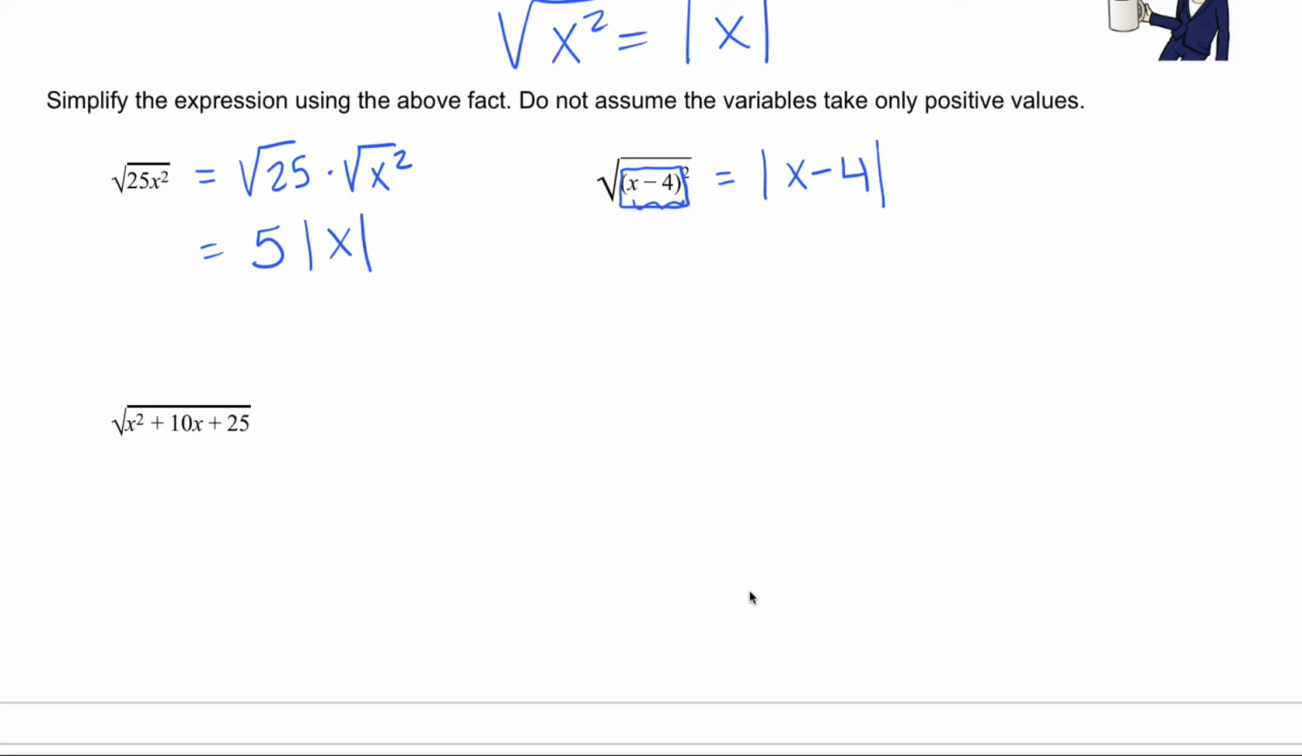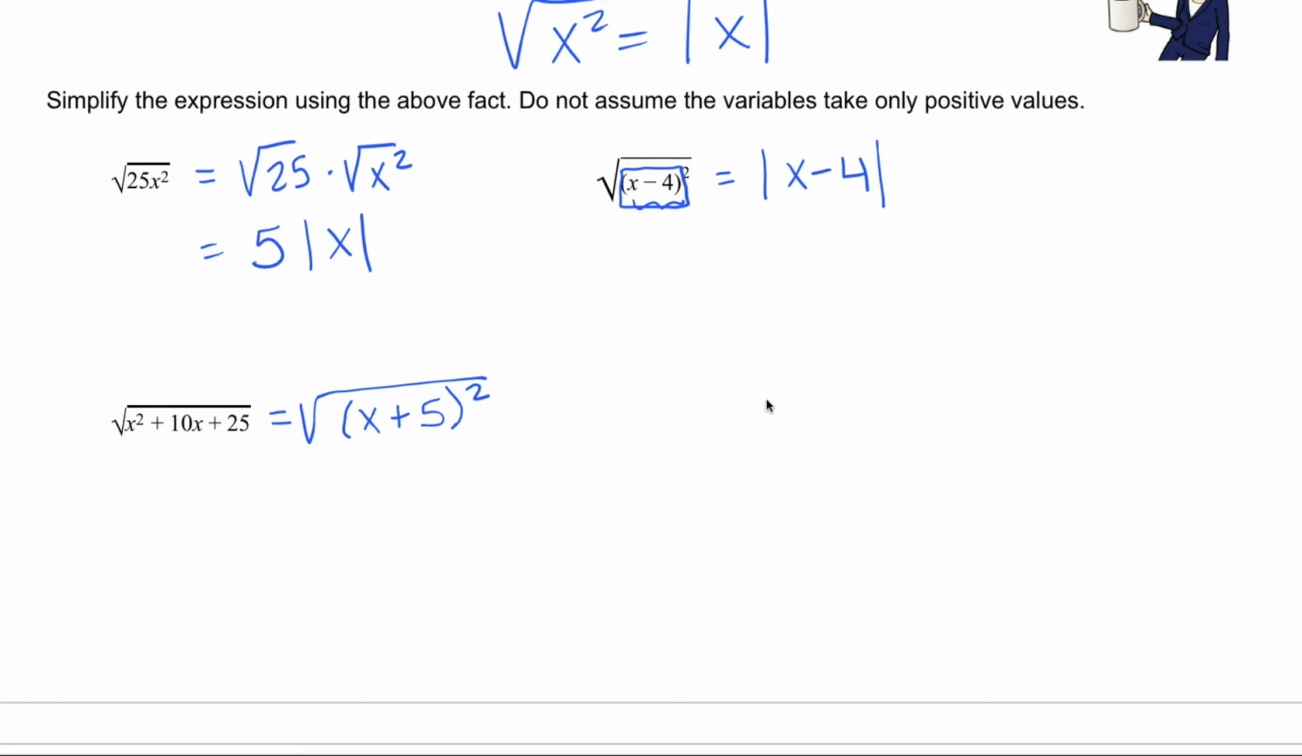Looking down here, we have the square root of x squared plus 10x plus 25. Now we'll talk more about this. We cannot separate this into 3 different square roots added together. Right now you'll just have to trust me on that. We'll discover some more about that later in the term. But I do know that this trinomial on the inside feels familiar. What is this the same as? That is the same as x plus 5 squared.